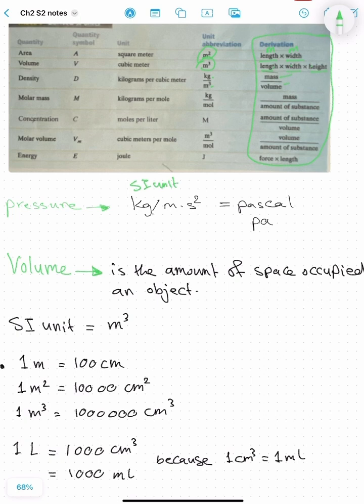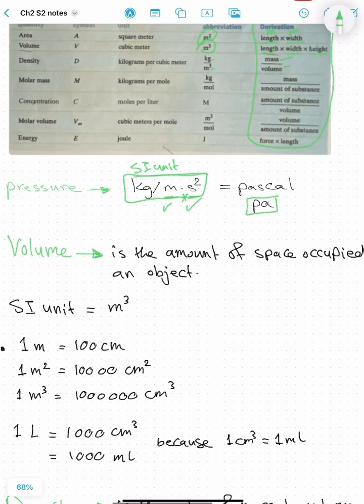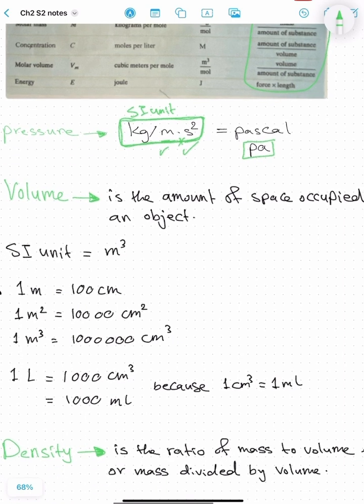It's kilograms divided by meter times second squared. So it's basically mass per distance per time. All of it together, instead of writing all of this, we write down Pa, Pascal. But if the question asks you for the SI unit, you have to write all of it: kilograms per meter times second squared.